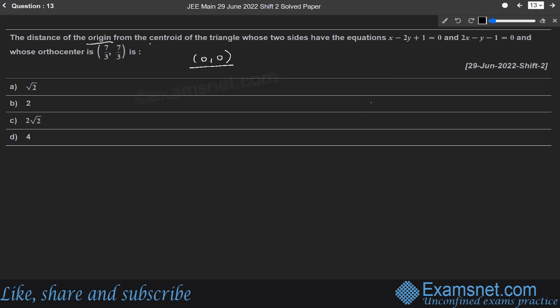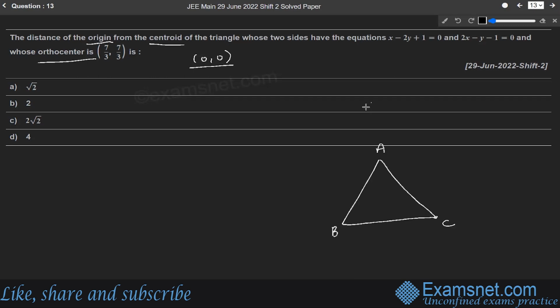It means firstly we have to find what is the centroid of the triangle, and here two different equations for two sides of the triangle are given and orthocenter is given, which is 7 by 3 comma 7 by 3. What is orthocenter? Orthocenter is basically the intersection point of altitudes. Firstly, let us do one thing. Let us make a triangle. So let us consider this as the required triangle. Let us name it A, B, and C.